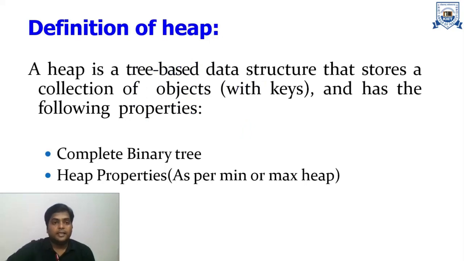So what is heap? Heap is basically a tree based data structure where the tree is a complete binary tree, and the heap also has some heap properties. These heap properties depend upon the type of heap that we are using, that is minimum heap or maximum heap. So now we will overview the concept of complete binary tree and what are minimum heap and maximum heap and what are their properties.